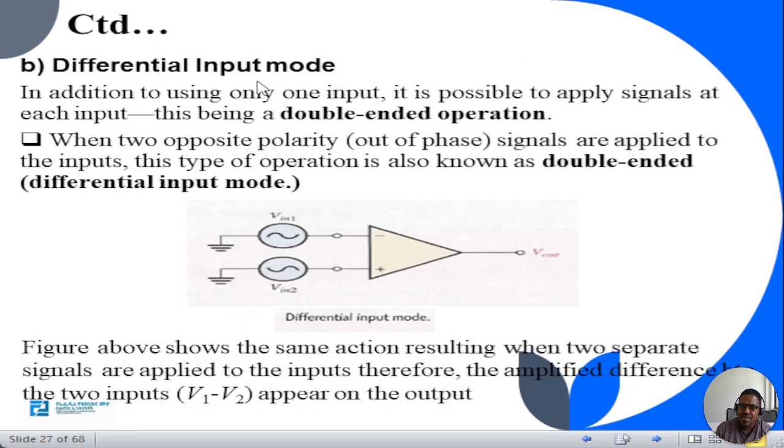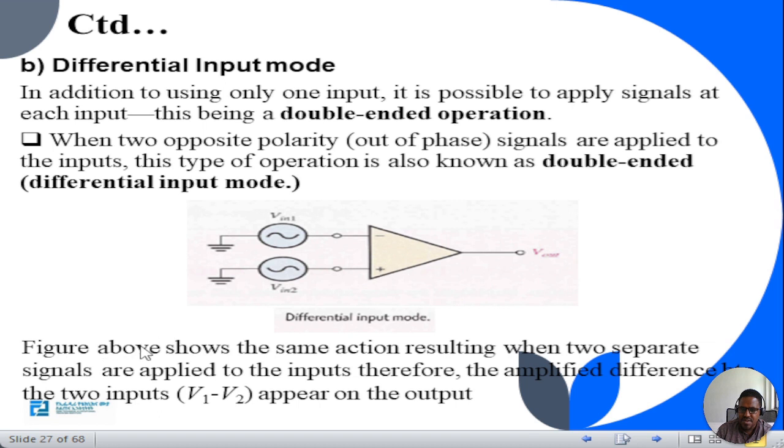The second one, differential input mode. In addition to using only one input, it is possible to apply a signal at each input, this being a double-ended operation. That is, at the same time, an input signal is given to the inverting input and also the non-inverting input. When two opposite polarity, out of phase signals are applied to the input, this type of operation is also known as double-ended or differential input mode.